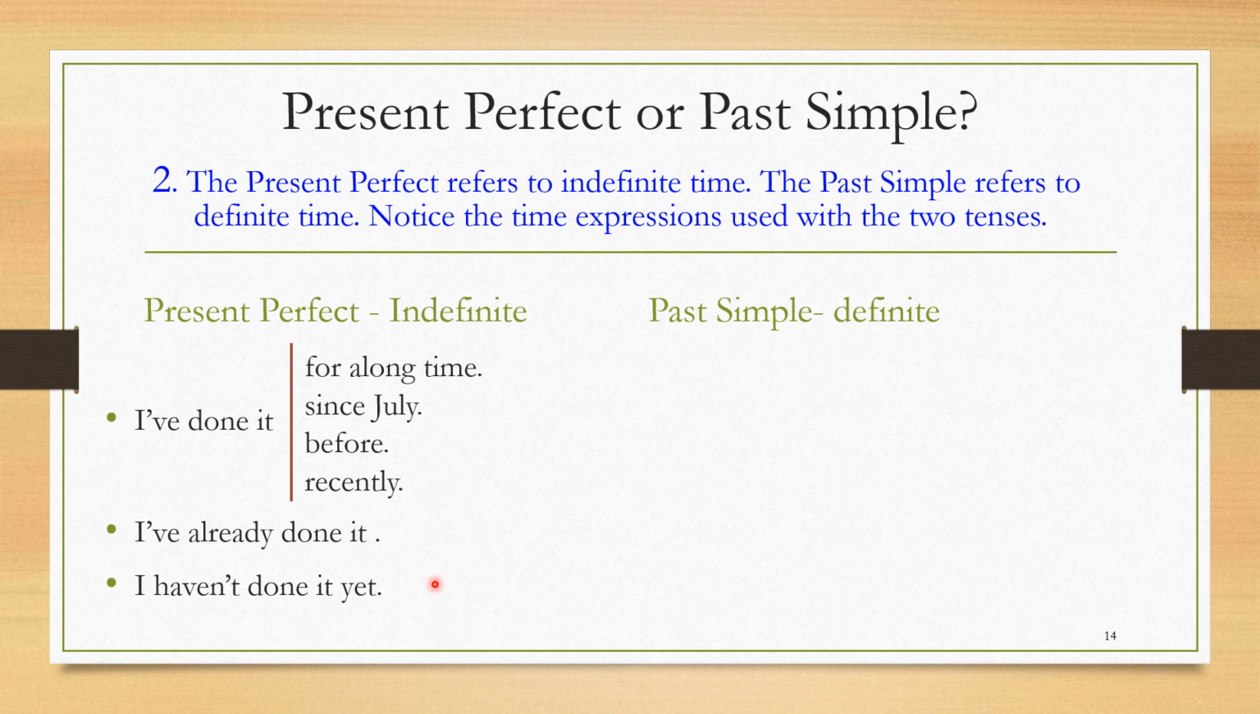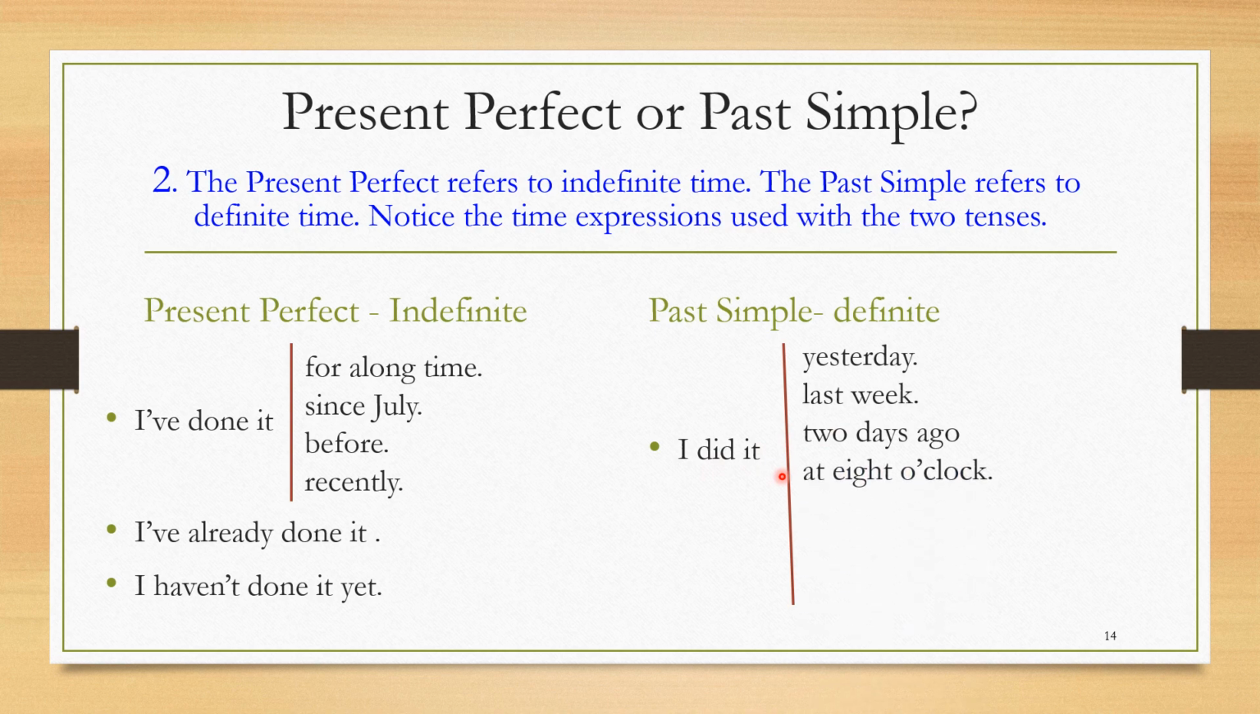Let's just move and see the time expressions in past simple. I did it yesterday. Exactly yesterday. I did it last week. Okay. I did it 2 days ago. I did it at 8 o'clock. Okay, now it's 10 o'clock. So I did it. I completed.